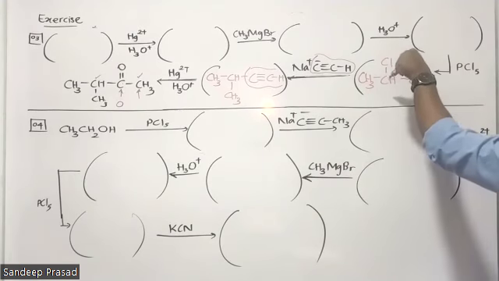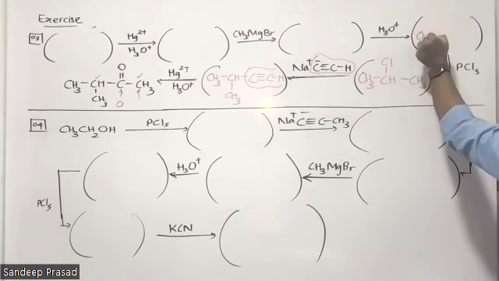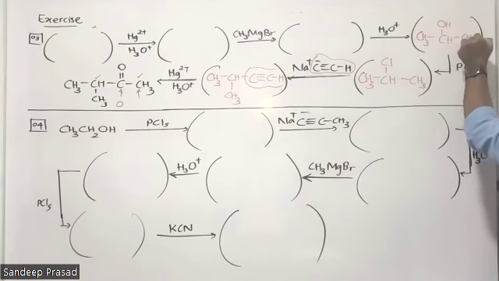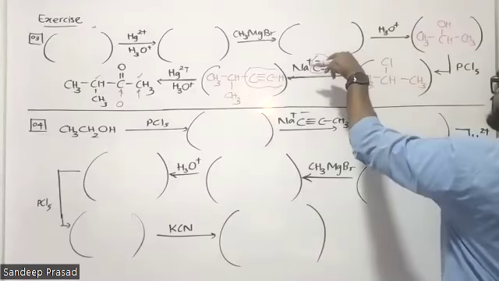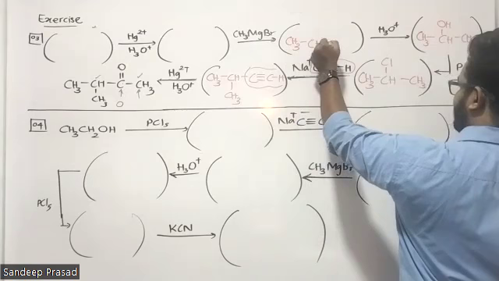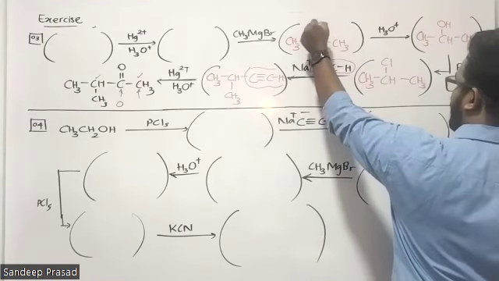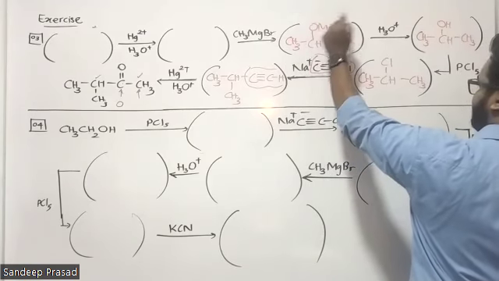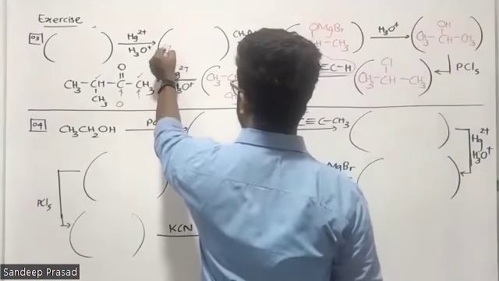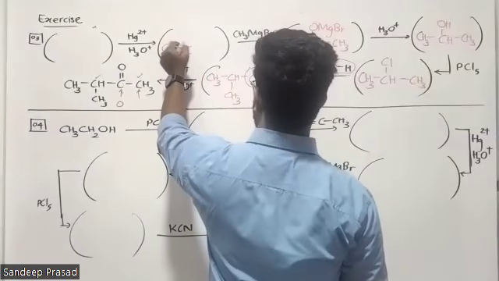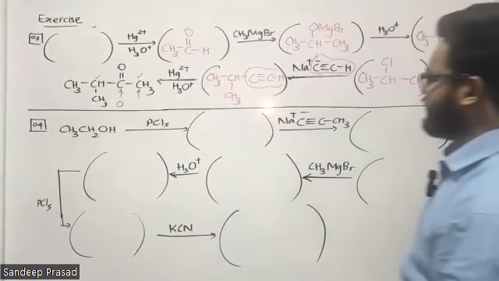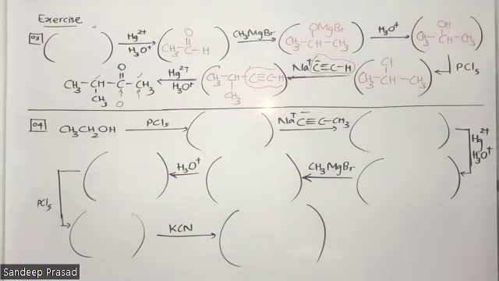So PCl5 is added means definitely the previous one should be alcohol. Secondary alcohol, OH, CH3. So H3O plus is added, and before that Grignard reagent is added. Then CH3CHO, CH3MgBr. Then the previous one should definitely be a ketone. What is the ketone? Oh, not ketone, aldehyde, right? CH3CHO, right?